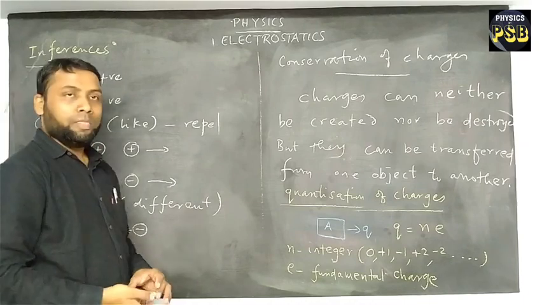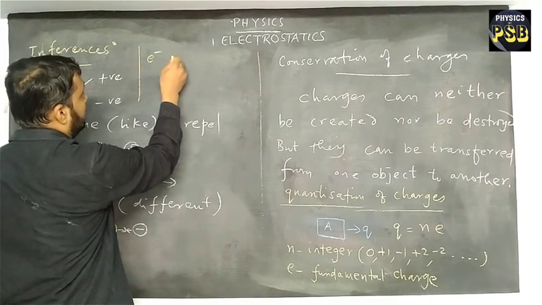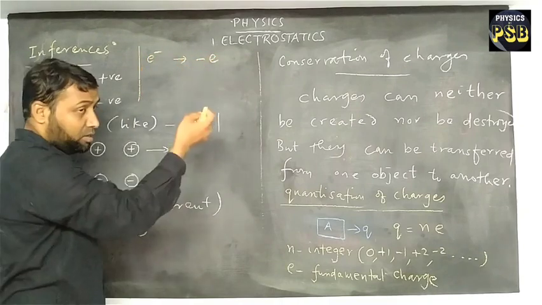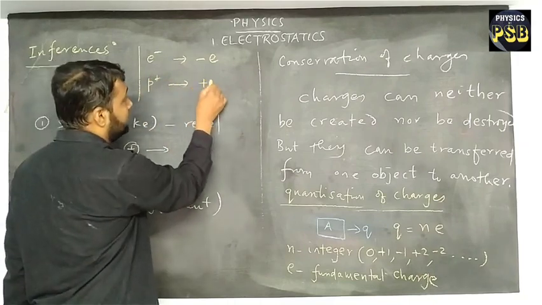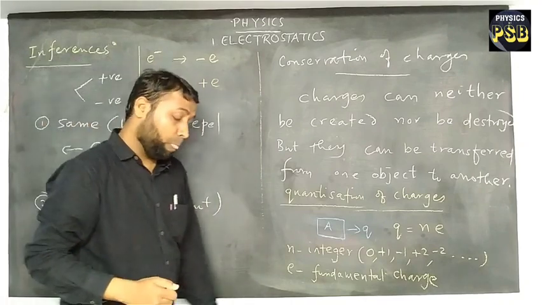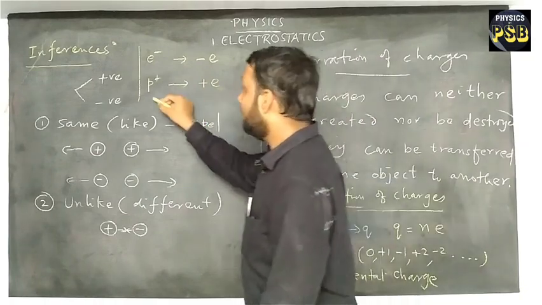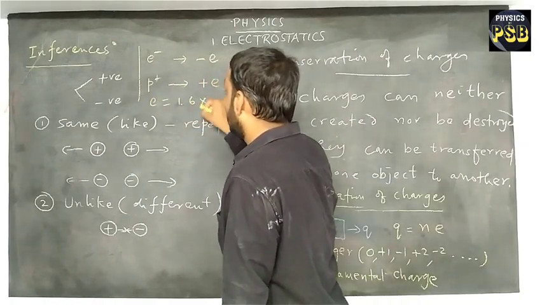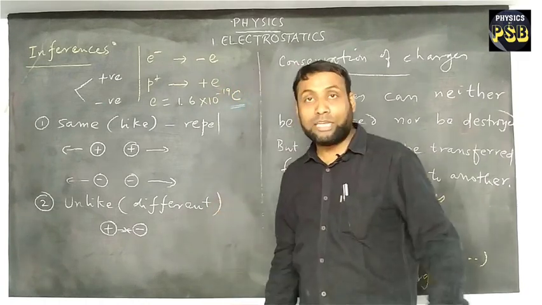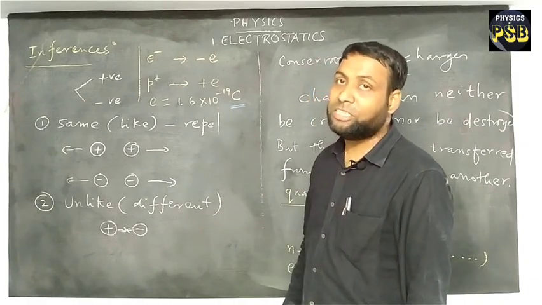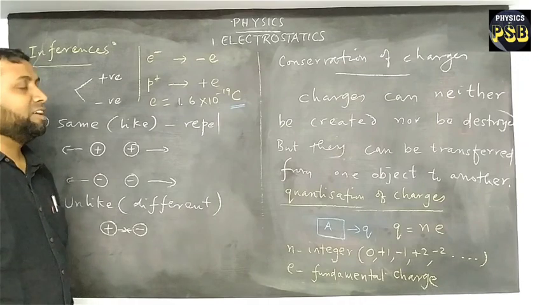The charge of electron is minus E. Charge of proton is given as plus E. And according to Millikan's oil drop experiment, the value of E is given as 1.6 into 10 power minus 19 Coulomb. Here C stands for Coulomb, which is the unit of charge. So these are all the basic properties of charges.